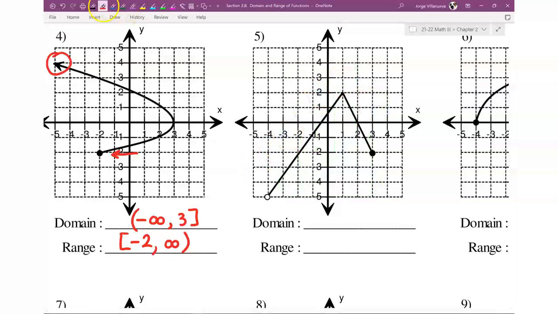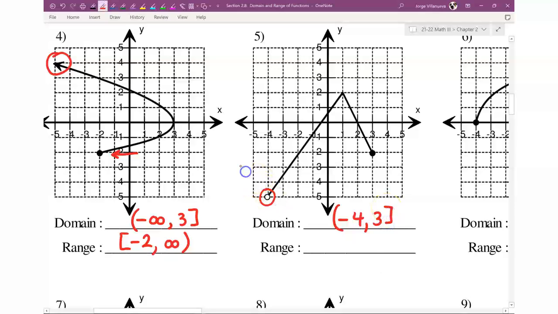How far to the left does it go? Just think left. Who cares about its height? Just how far to the left on the x's do you see it going? -4. Good. How far to the right? 3. Notice here's the -4, and here's the 3. That's how far it moves, left to right. Should I include the -4? No, because notice it's an empty circle. Should I include the 3? Yes or no? Yeah.